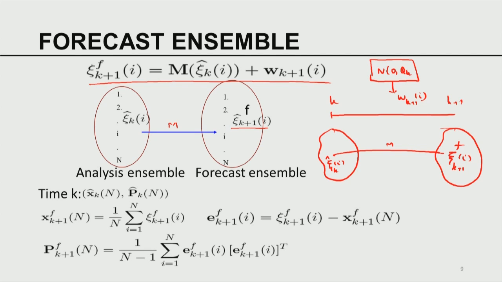Okay, so the forecast is random because of two things. One, the previous analysis is random. Two, this is the additional randomness we are adding. That's how I am trying to generate the forecast ensemble. So from the analysis ensemble at time k, I am creating the forecast ensemble at time k plus 1. In the standard nonlinear filter or the Kalman filter, there is only one mean and only one covariance. I am going to update the mean and the covariance. Updating the mean is not expensive, updating the covariance is very expensive. Let me remind you, in the classical Kalman filter, P_{k+1}^F is equal to M times P_k hat M transpose plus Q_{k+1}.